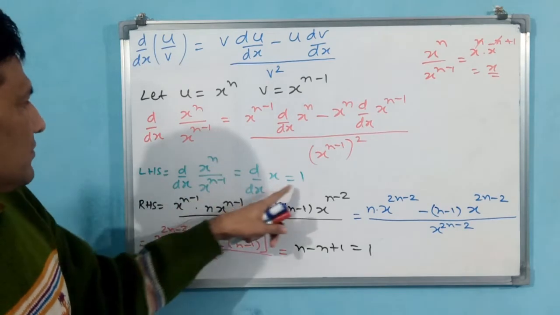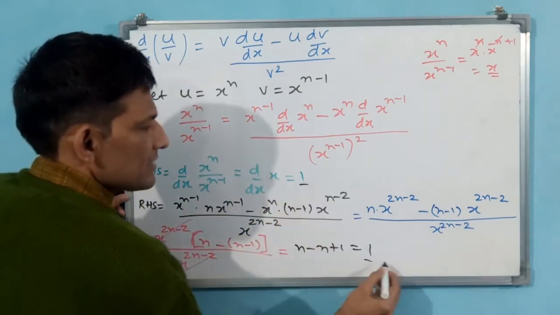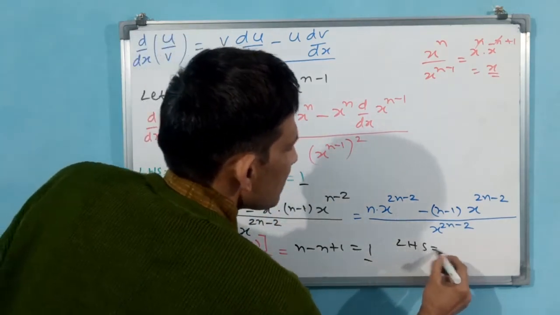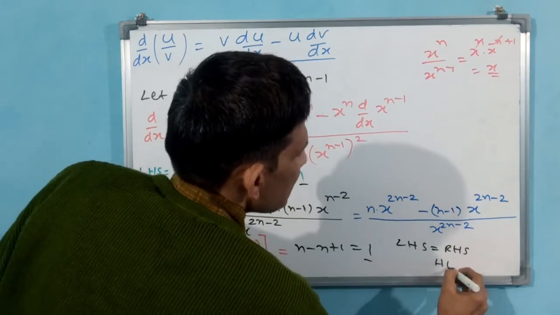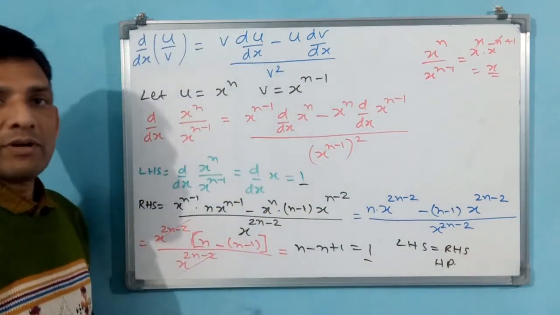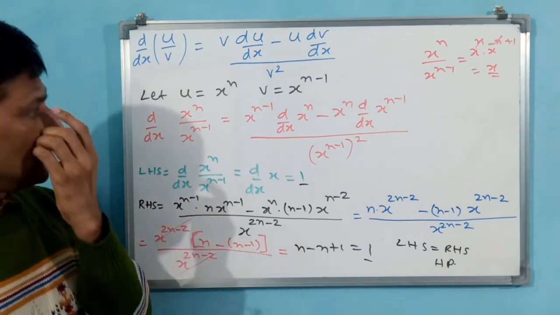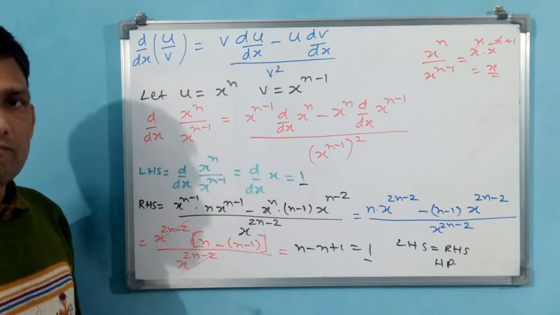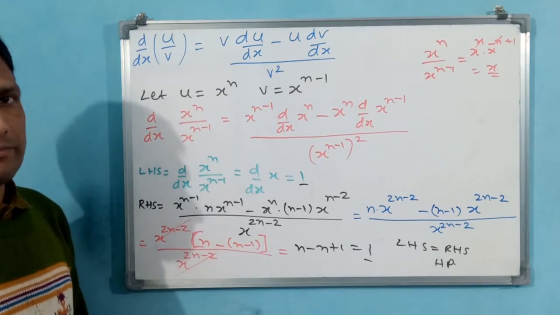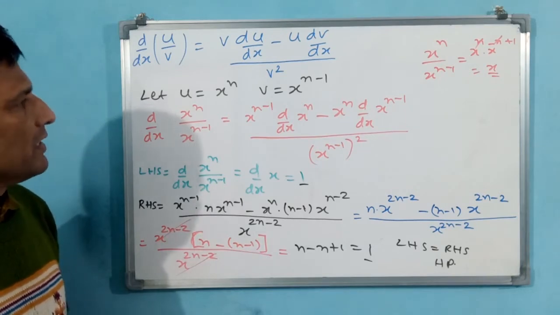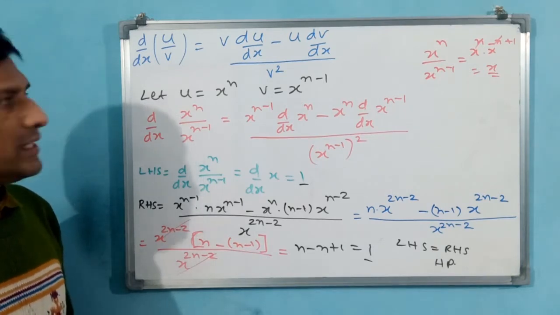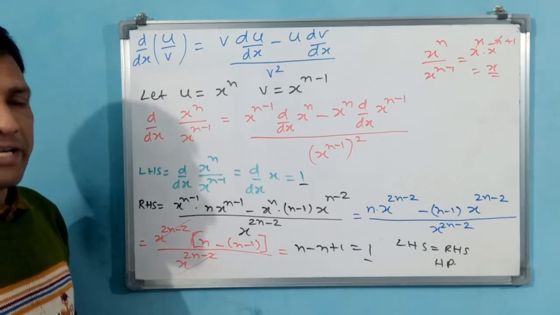Is this the same? You see, LHS is 1, RHS is 1. LHS is equal to RHS, hence proved. Now we have proved division of derivatives, the quotient of derivatives also. You take this, then we will go for some more standard derivatives.